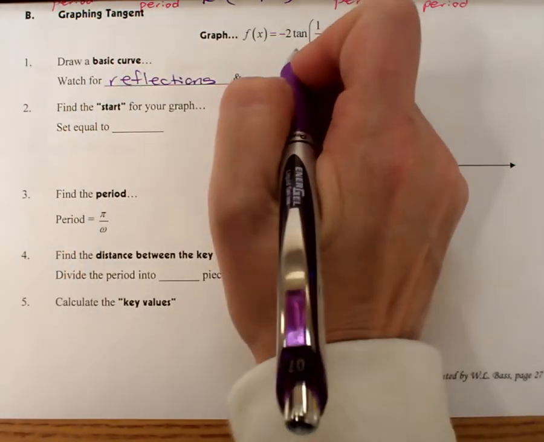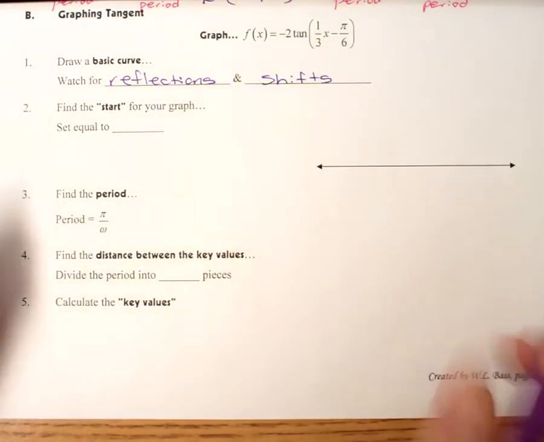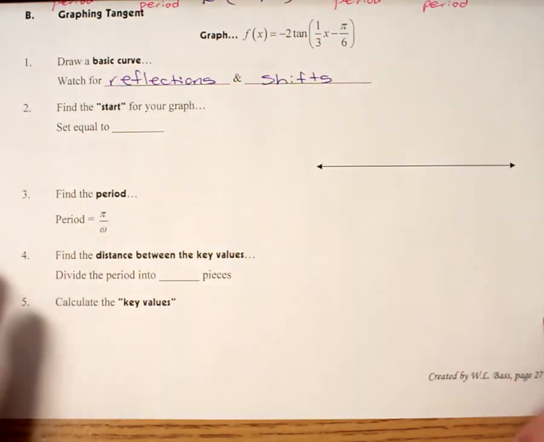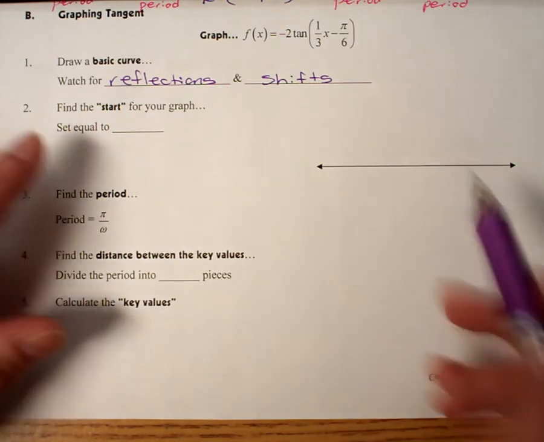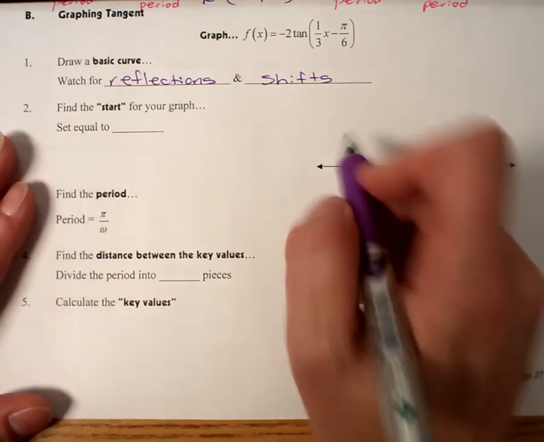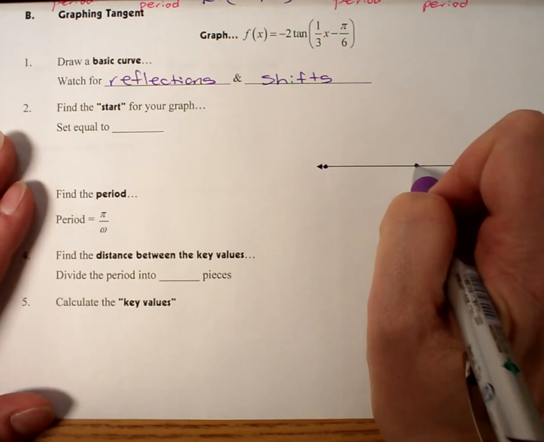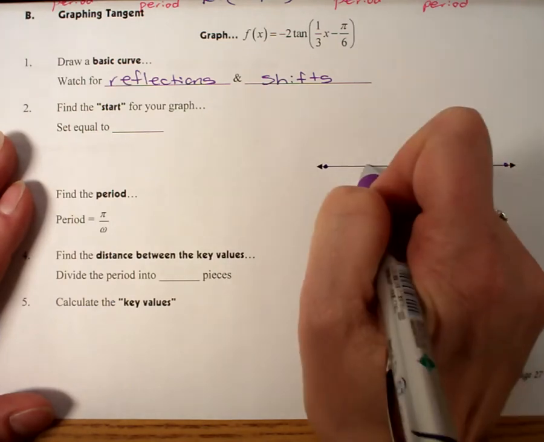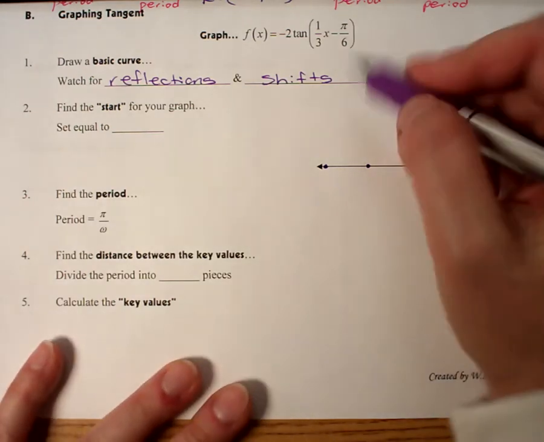and shifts. Now, we haven't looked into horizontal shifts yet, so we're going to be looking at those here on these graphs. So the first thing that I like to do is I actually still divide mine up into 4 pieces, like I did for sine and cosine, even though I know that's going to represent 2 periods.